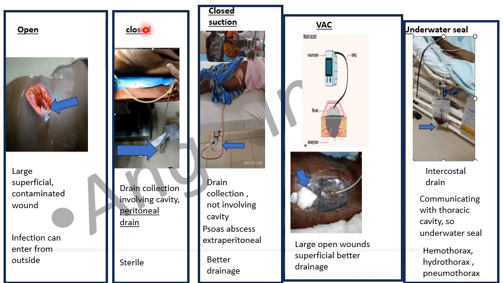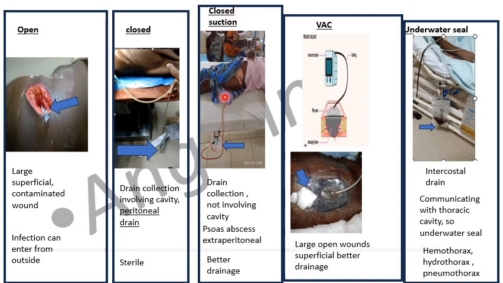What about closed drains? Drain collection involving a cavity or the peritoneal cavity. You see, this is a peritoneal cavity. This drain is going into the peritoneal cavity and it will only take out the material from inside and leave it out. So outside organisms will not get in. So this is the difference between closed and open, and this system is sterile. Naturally, it is sterile. What about closed suction?